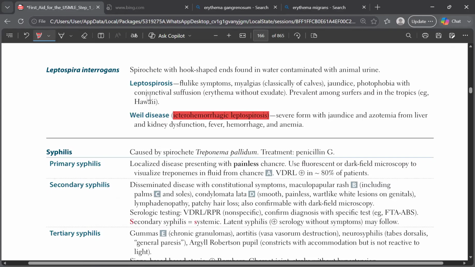So basically, just two diseases: leptospirosis and Weil disease. Leptospirosis has flu-like symptoms, myalgias, and conjunctival suffusion, and Weil disease has jaundice and azotemia from liver and kidney dysfunction.